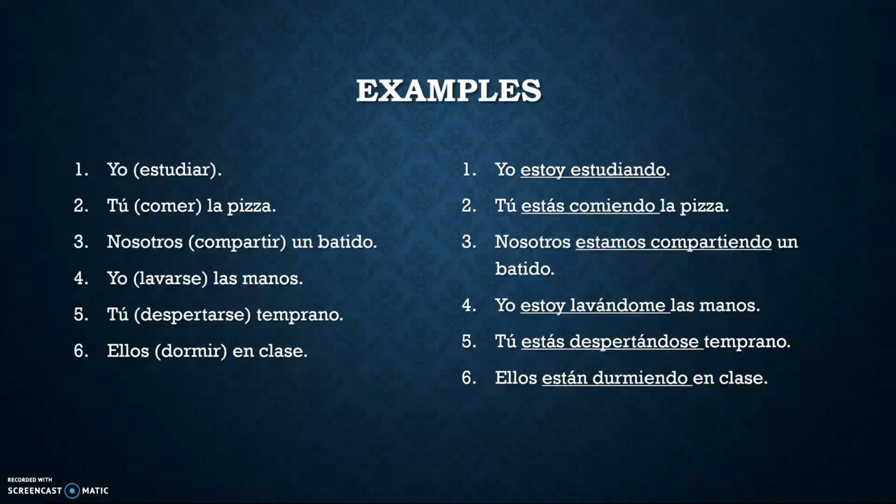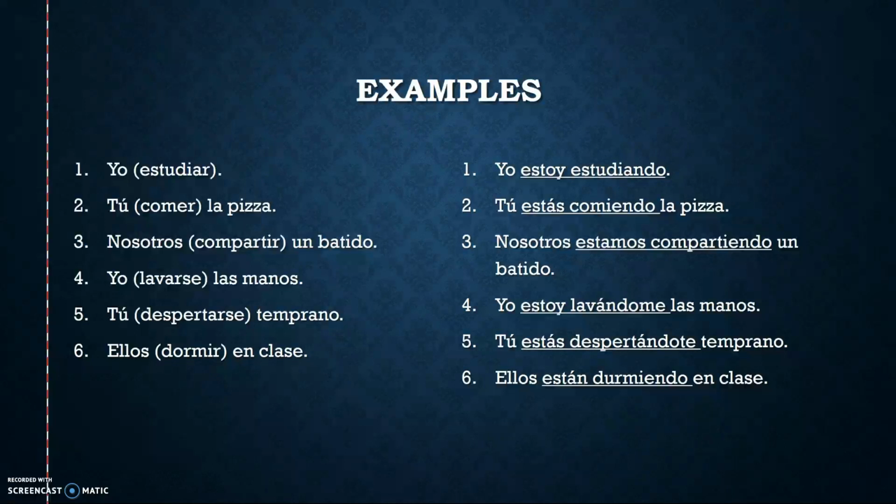4, yo estoy lavándome las manos. Notice I had to attach me to the end of the gerund because it was in the yo form. I manipulated the se, turned it to me, and attached it and added my accent mark. Number 5, Tú estás despertándose temprano. A mistake there, and that number 5 should be tú estás despertándote temprano.